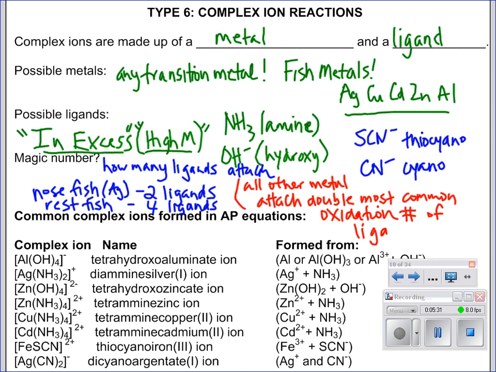Okay, so let's look at nickel, for instance. That showed up last year. I think it was nickel. So what's nickel's most common oxidation state? It's 2. Nickel can be 2 or 3, but it's not a 3 here, so 2. So we double that. We can attach 4 ligands to nickel. Okay. What about gold? Double that. 2 ligands. What about iron?